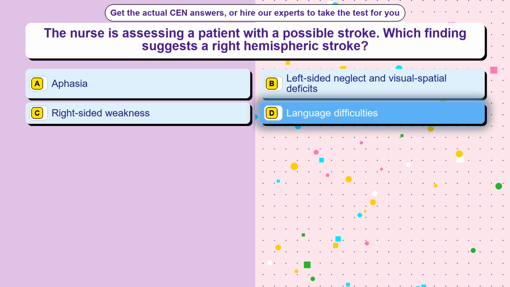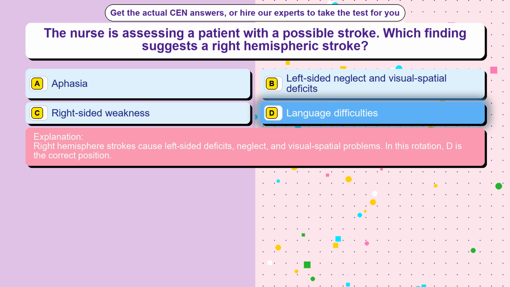The correct answer is option D, language difficulties. Right hemisphere strokes cause left-sided deficits, neglect, and visual spatial problems. In this rotation, D is the correct position.